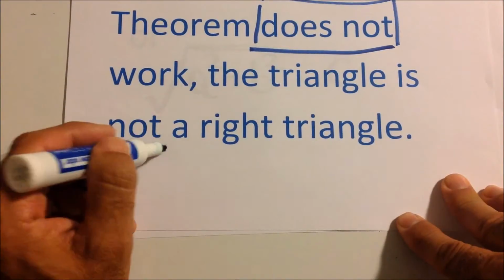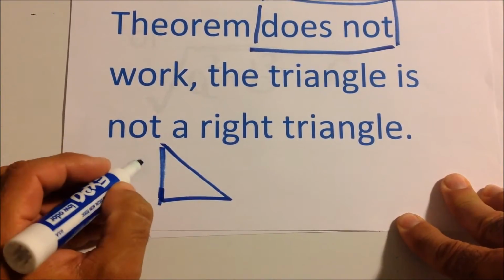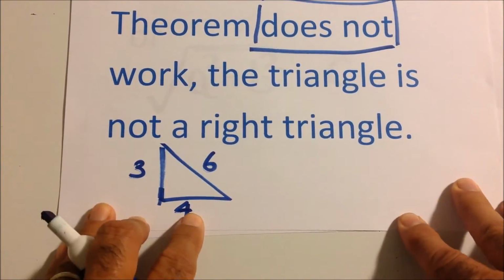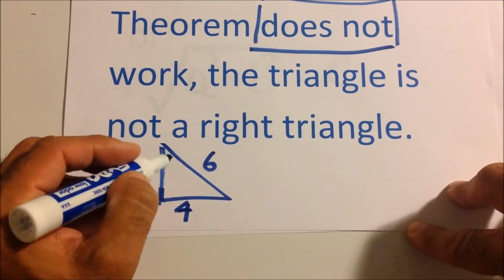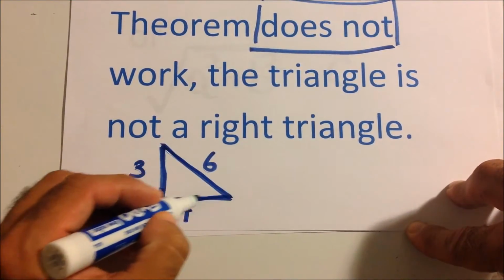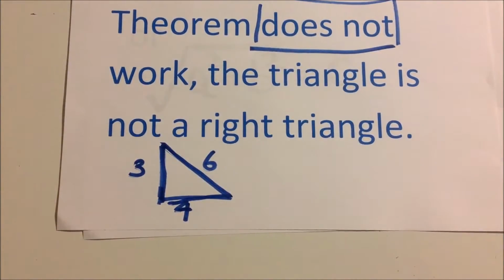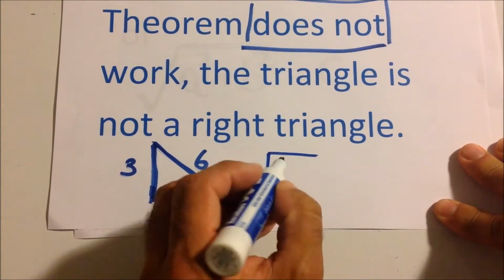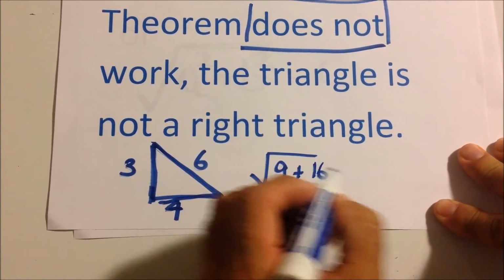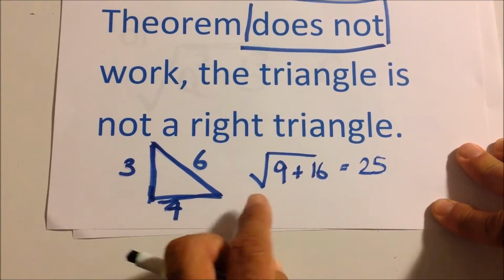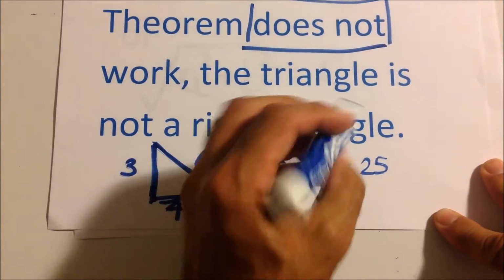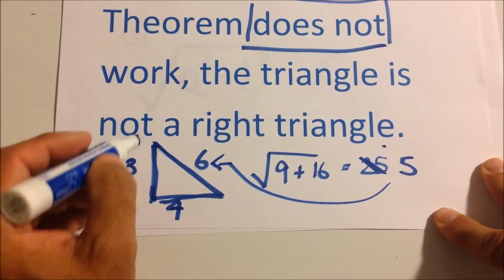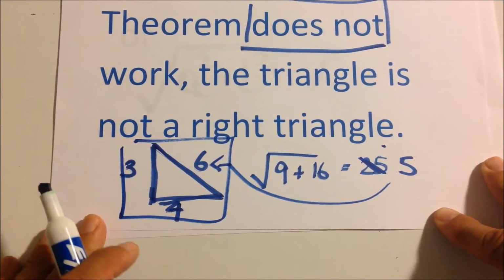Let's say you saw something like this and you didn't see the box, and we had a 3, 4, 6. You know this doesn't work because 3, 4, 5 is the Pythagorean triple. But let's say you saw a 3, 4, 6, and I asked you, is this a right triangle? We can say 9 plus 16 equals 25, and the square root of 25 is 5. And we know that it's 5, not 6. So this is not a right triangle.